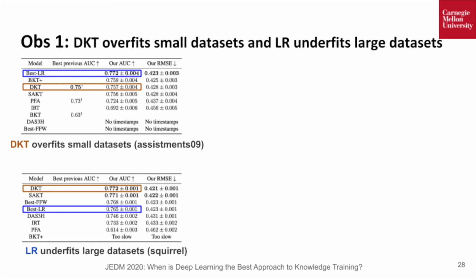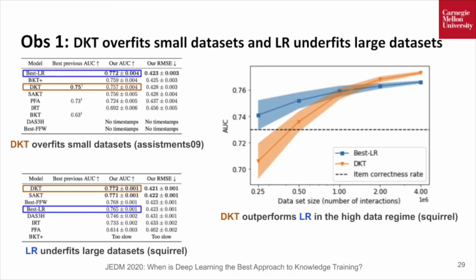DKT takes the lead. To confirm this hypothesis, we ran an additional experiment varying the amount of training data on the Squirrel AI dataset. On this graph, the x-axis is the size of a subsample training set, and the y-axis is the AUC. Higher is better. We can see that logistic regression dominates in the low data regime, while DKT takes over in the high data regime.